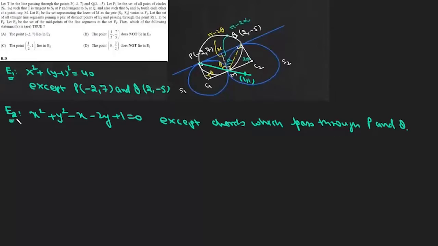Now we look at the options. The first option is: point (-2, 7) lies on E1. Now (-2, 7) is basically point P, which is not included on E1. So that means this option A is incorrect.